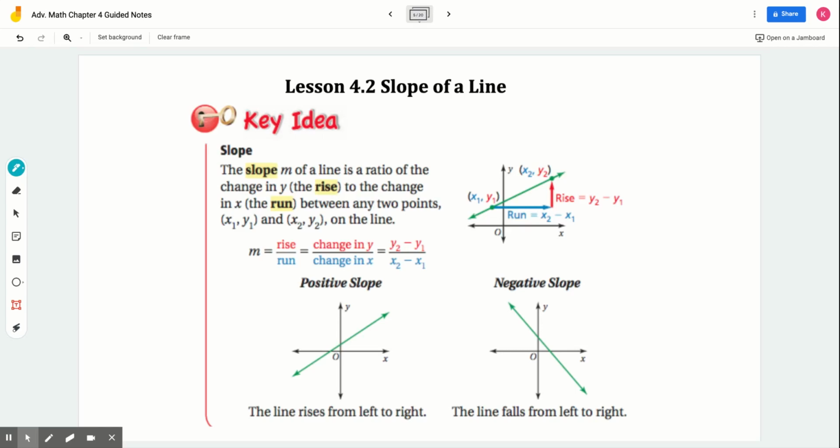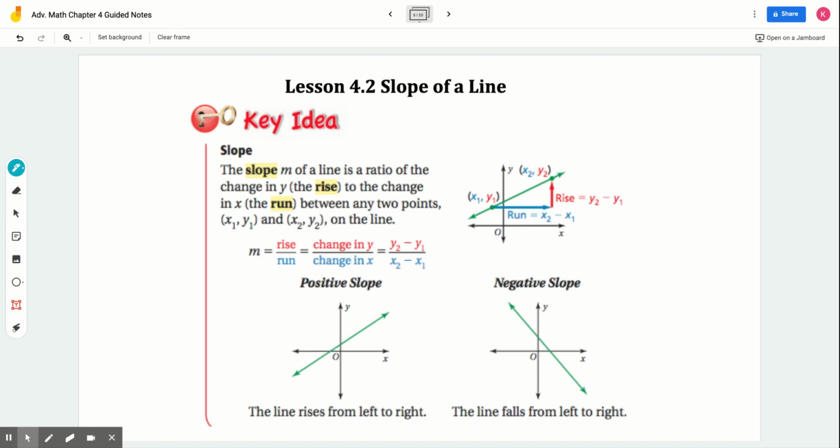Today we're going to be talking about lesson 4.2, the slope of a line. So the slope, m, of a line is a ratio, written as a fraction, of the change in y, the rise, to the change in x, the run between any 2 points, x1, y1, and x2, y2 on the line. So we have talked about that the slope is the rise over the run.